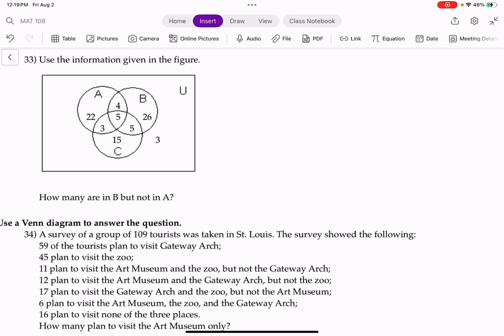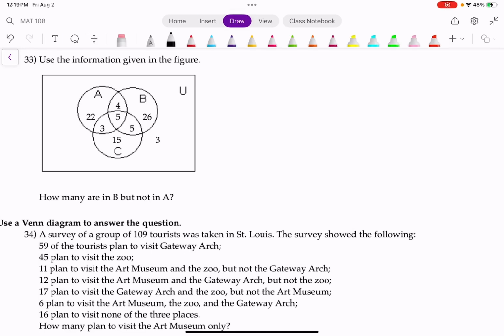All right, questions 33, then 34. Use the information given in the figure. How many are in B but not in A? So you want to find the number of elements that are in set B but not in A. If you write it using cardinality formulas, it's the number of elements that are in B but not in A.